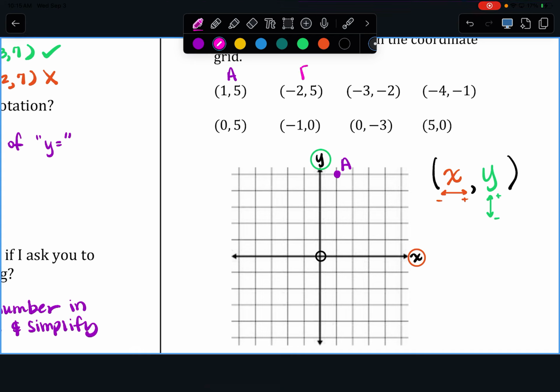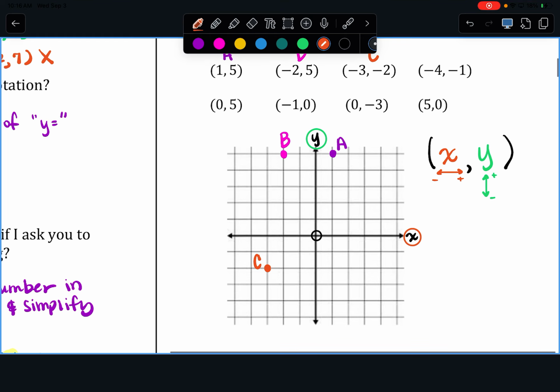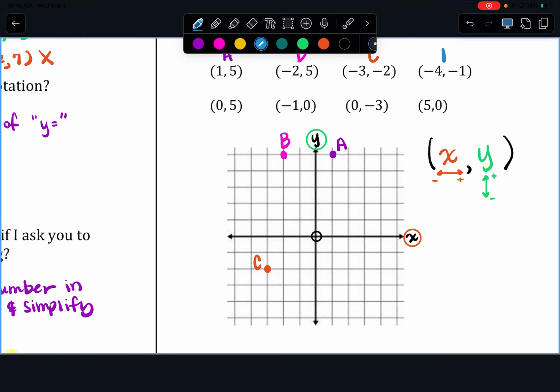All right, and then point B, negative 2, 5. That means left 2, up 5. So that's going to land me right here. C, our next one is negative 3, negative 2. Those are both negative movements. So that means left 3, down 2, which is going to land me right here. Remember, you start from the origin every time. Left 3, down 2.